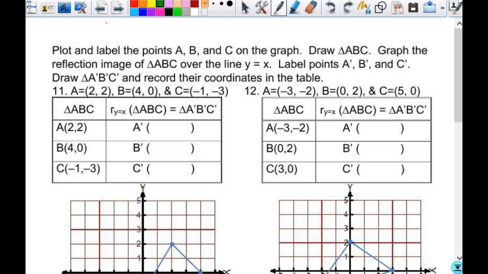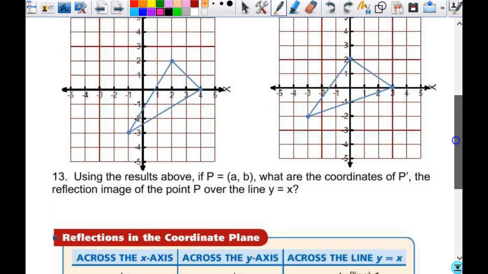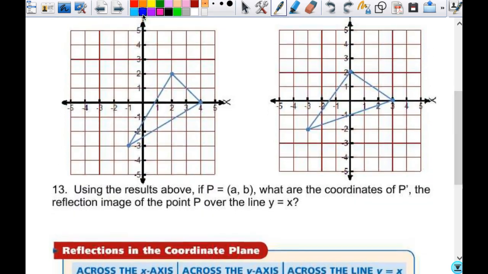Okay. So now we are going to do the same kind of thing, but this time we are reflecting across the line y equals x. So let's just start with the graphs again. Label our vertices. This would be A, B, and C. And we are reflecting across the line y equals x.